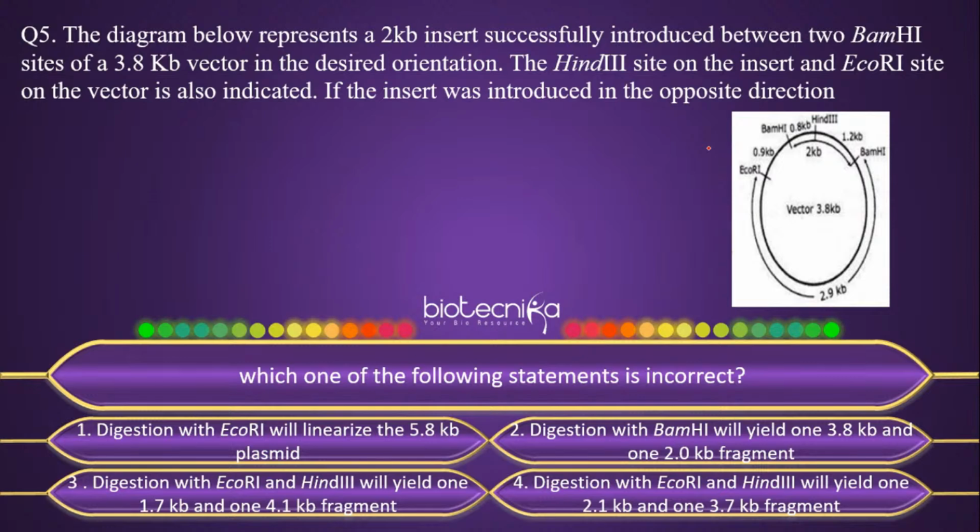So it's a vector of 3.8 kb size and a 2 kb insert has been introduced, which has two BamHI sites. It's already shown here. And even a HindIII site is present. But the EcoRI site is present on the vector.